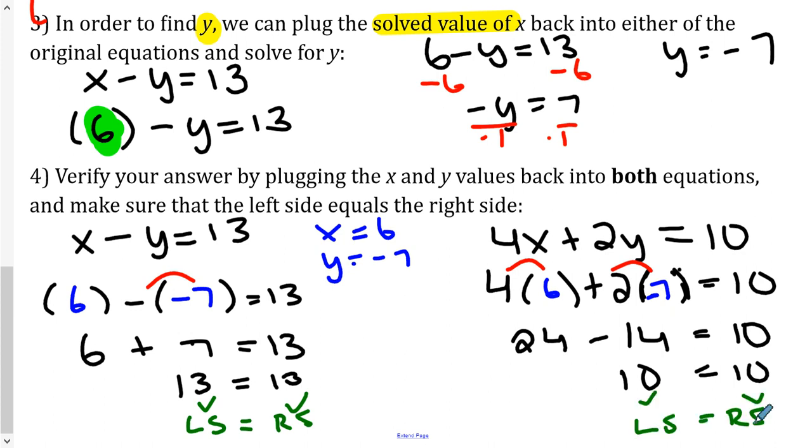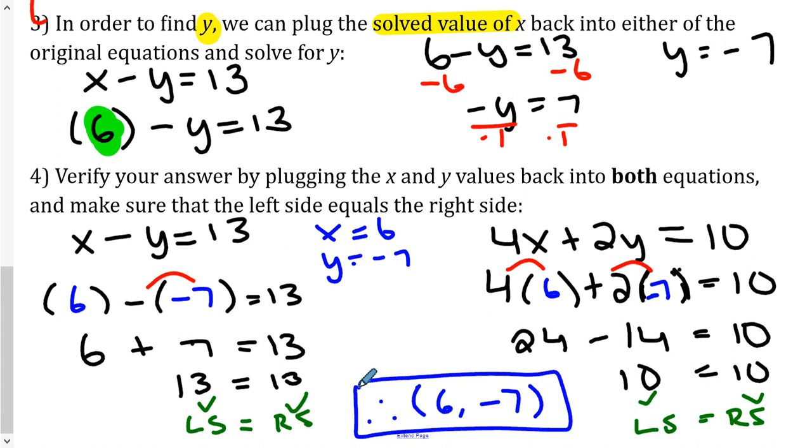Right? Therefore, we can finally say our solution is 6, -7, right? We were for sure verified that that is our solution, right? It satisfied both equations. That is the location where these two equations are the same, right? Where their graphs intersect, the x and y that satisfies both equations simultaneously.